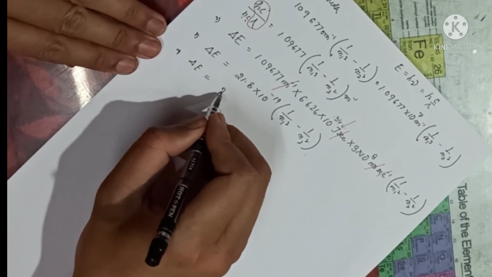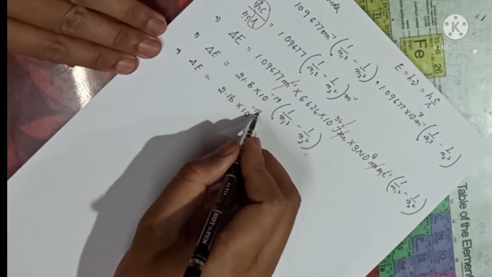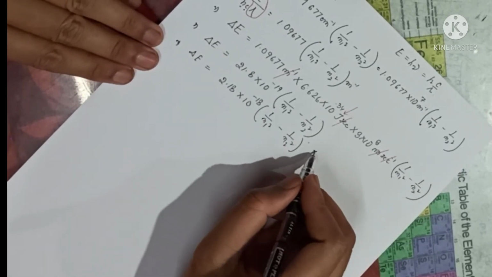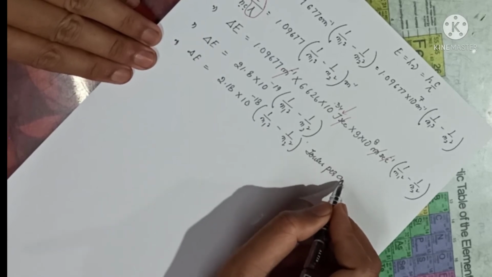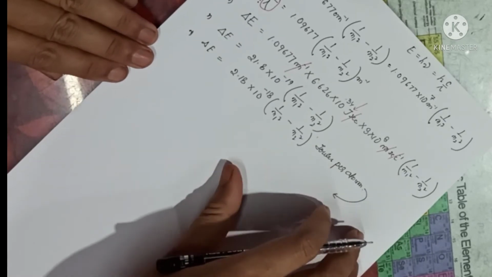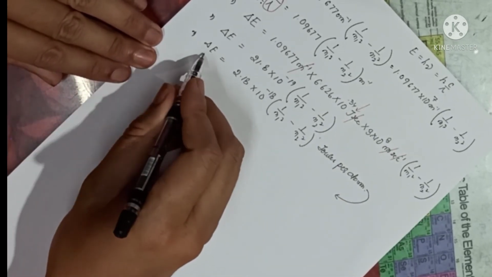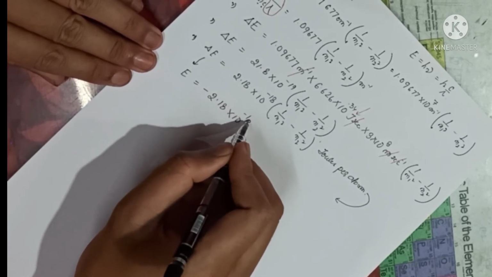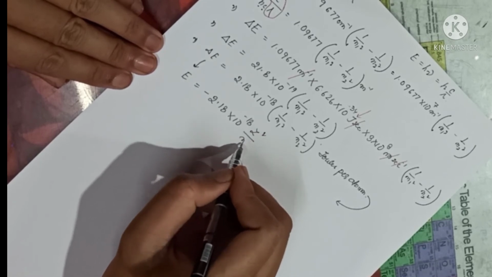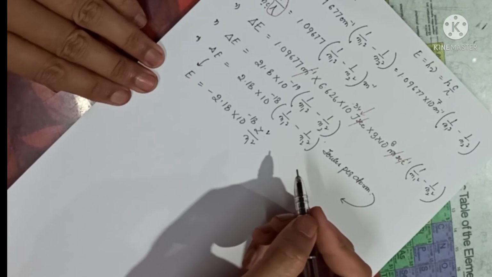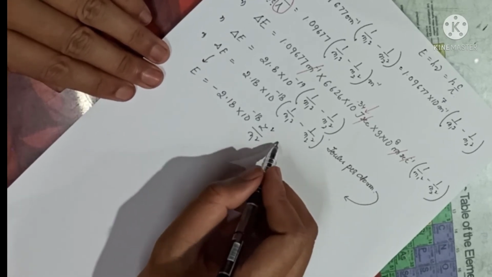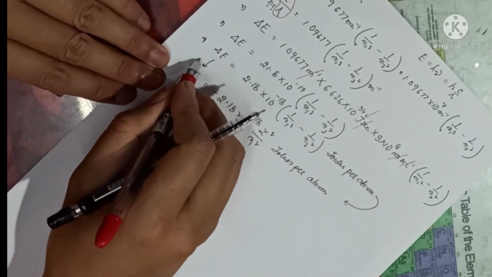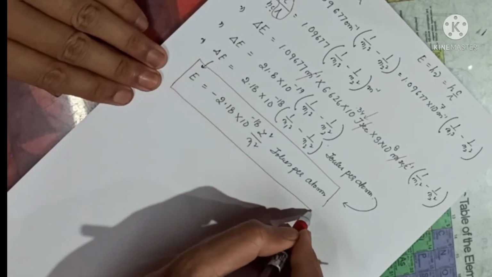Delta E is equal to 2.18 into 10 to the power minus 18 into 1 by n1 square minus 1 by n2 square. So this is the formula, students, in joule per atom. So let's change this formula to the energy of electrons for hydrogen and hydrogen-like species. Okay, so I'll change this delta E to E and I'll put a negative sign showing the energy of electrons: minus 2.18 into 10 to the power minus 18, and I'll replace this by Z square by N square, where Z is the atomic number, N is the principal quantum number representing the energy level where the electron belongs. And this formula is in joules per atom. Okay, so this is the first formula you have to note. So when it is asked in joule per atom, you have to use this formula.